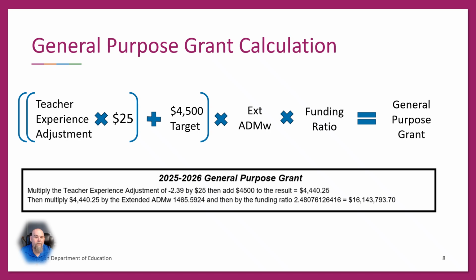the funding ratio. If we take $4,500 and multiply it by the state estimated ADMW, we get a little over $3 million, but our formula revenue for distribution for school districts is over $7 million. So we use a funding ratio to ensure we distribute the total amount available to districts.